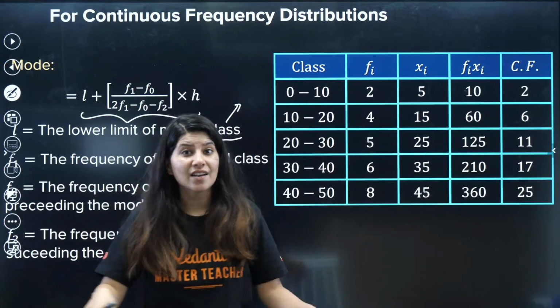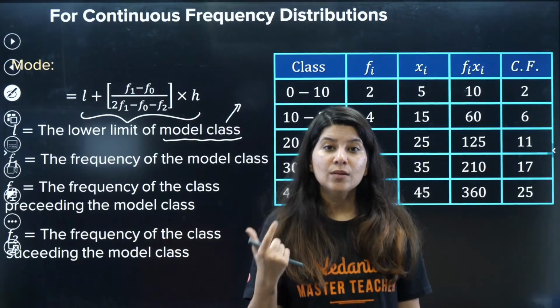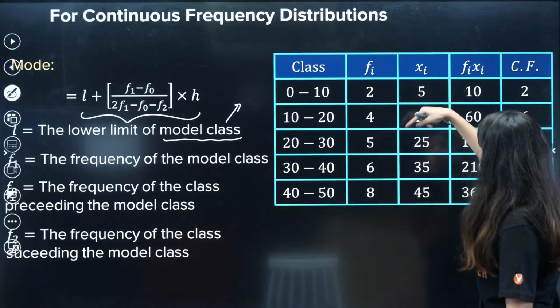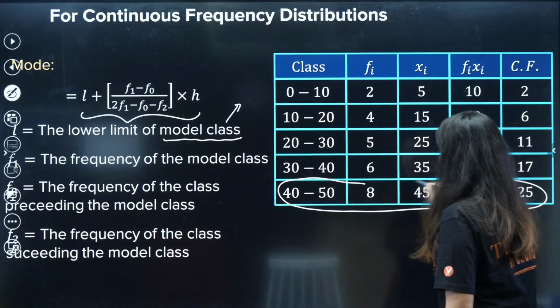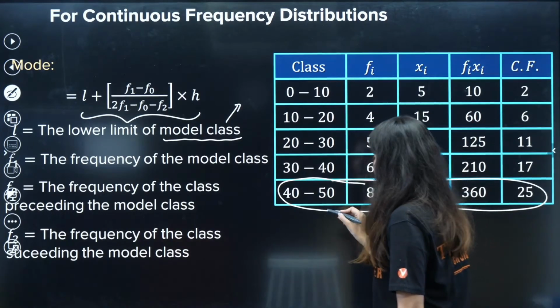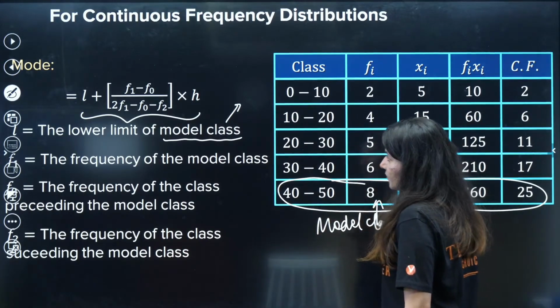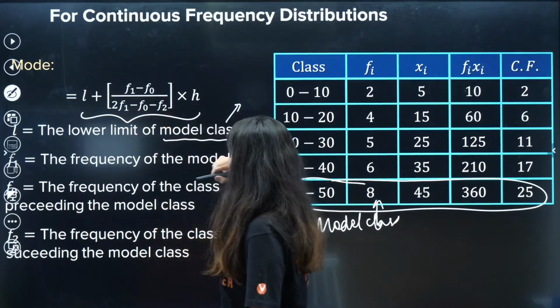It is very easy. Remember, from the beginning I've been telling you that mode is nothing but the observation with the highest frequency. Tell me, what is the highest frequency? Can you clearly see? This is your 8. Highest frequency is 8. This is your modal class. This is your formula: L plus (f1 minus f0) upon (2 f1 minus f0 minus f2) into h.